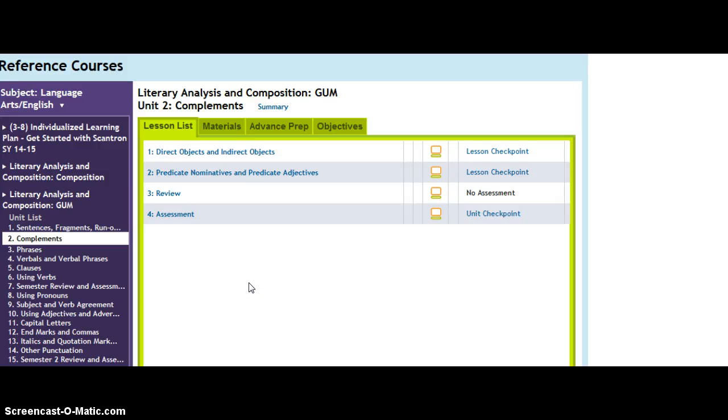This is Mrs. Dunnigan, and I wanted to offer a little bit of extra help when it comes to your GUMS class, Unit 2. We are going to talk today about direct and indirect objects. This is referring to this unit right here. It's Unit 2, and direct and indirect objects is the first lesson in there.